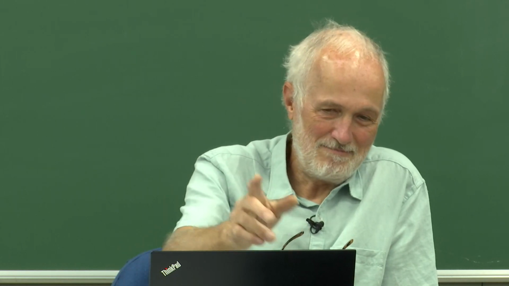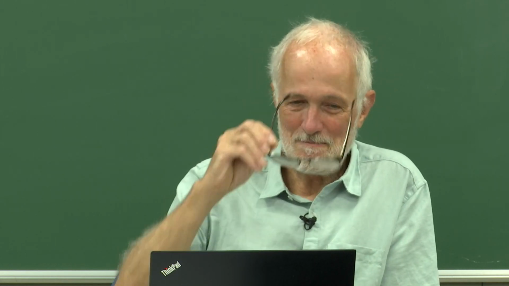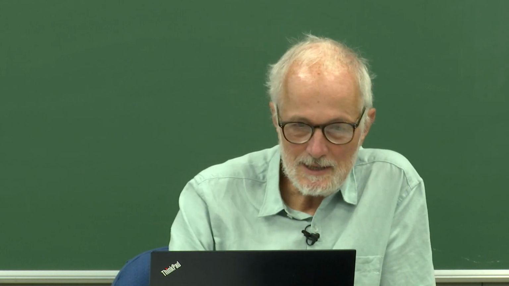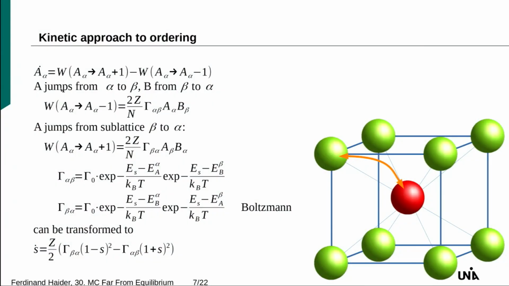So maybe we don't go through all the lines here, but the basic idea is now you write down a kinetic equation. How many A atoms are sitting on the alpha sublattice, how many are sitting on the beta sublattice, or I call it better this alpha and this beta. Okay, this characterizes the degree of order.